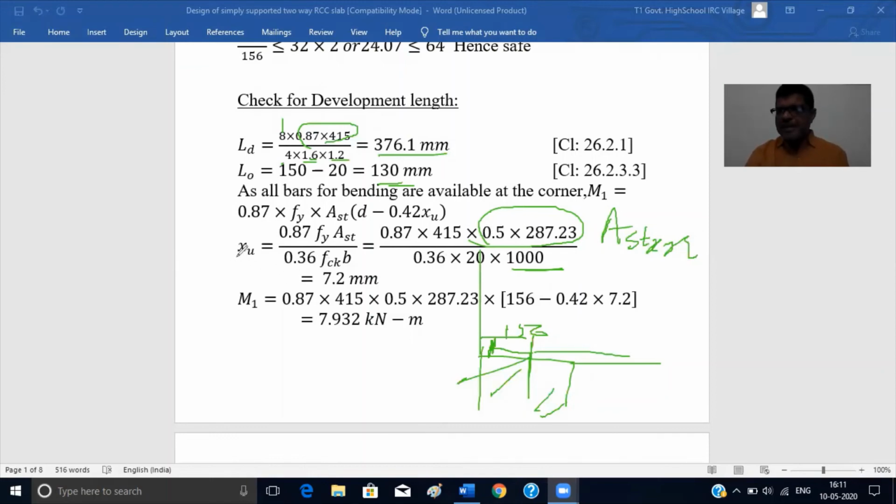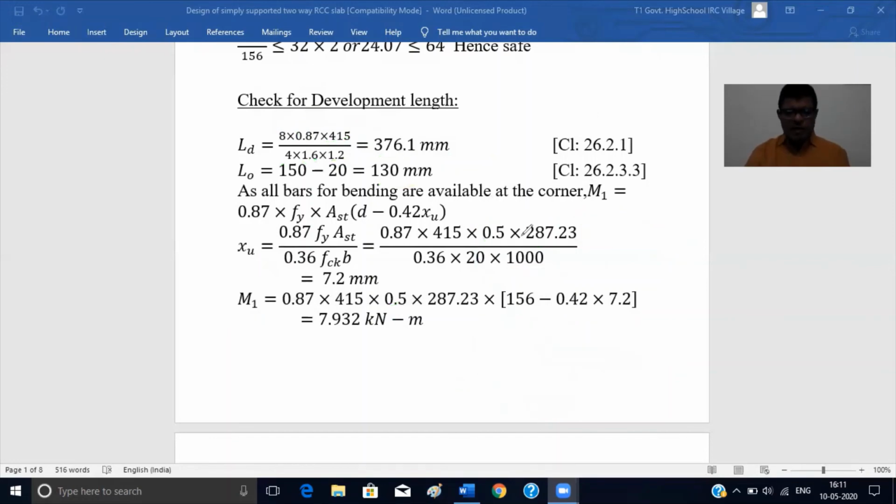You can go to Appendix G. This formula is given in Appendix G, on page maybe 96 or something. So find the value of Xu. Once you find the Xu, find the value of M1. Below, on the same page, the formula for M1 is given: 0.87 Fy, that is your value, and then Ast, 0.5, then d minus 0.42 Xu is equal to this value. So find out this value.